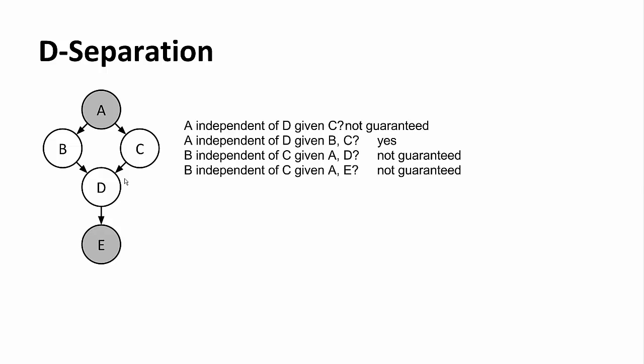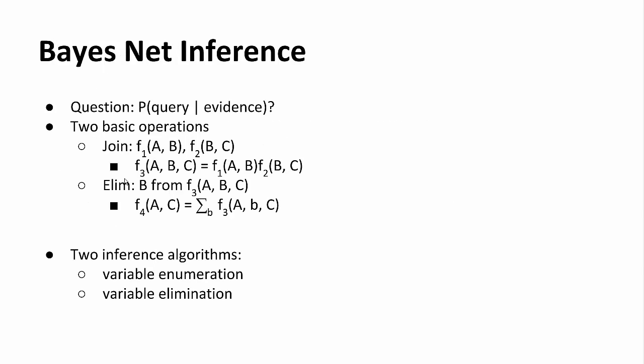Okay, so that's D separation. Hopefully that helped. Let's move on to queries. So the point of that last section was to be able to tell if two variables are independent of each other. The point of inference is to be able to answer a query that looks like this. We want to be able to find the probability of some set of query variables given some set of evidence.